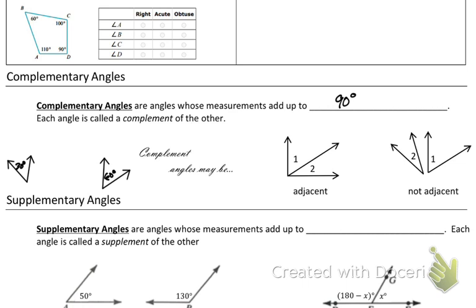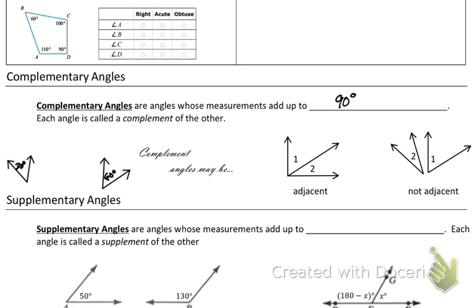So look how far away they are. They're still complements because they add up to 90. There's just one rule. To be a complement, you must have two angles that add up to 90 degrees. That's it. So complement, 90 degrees.